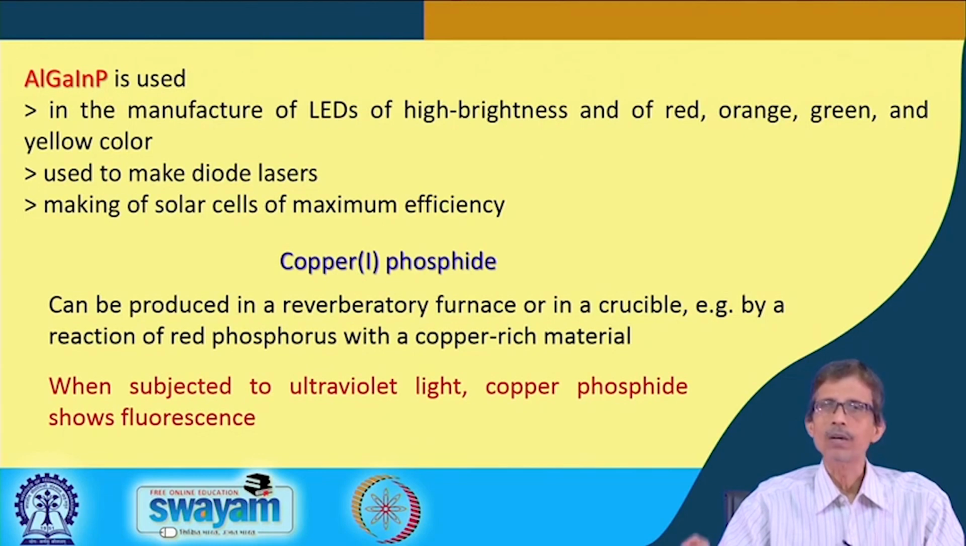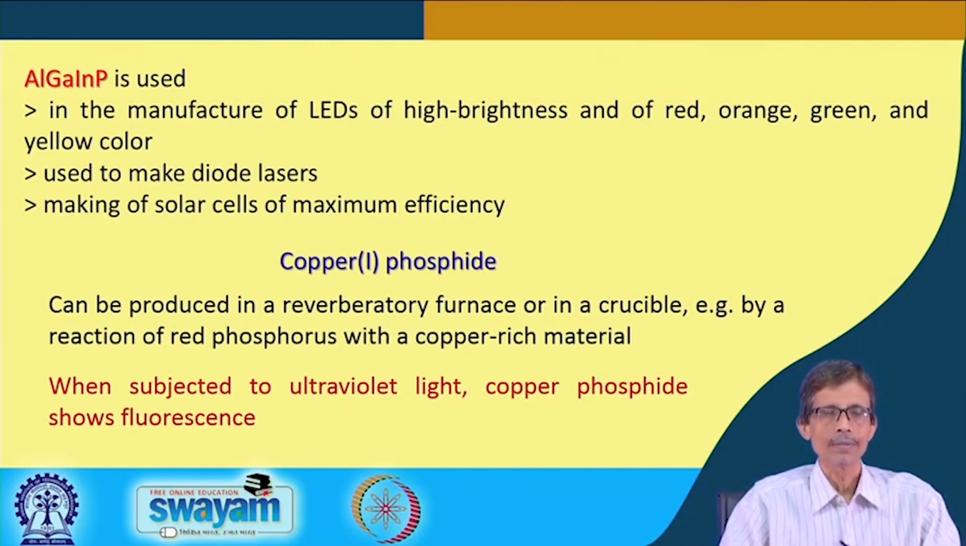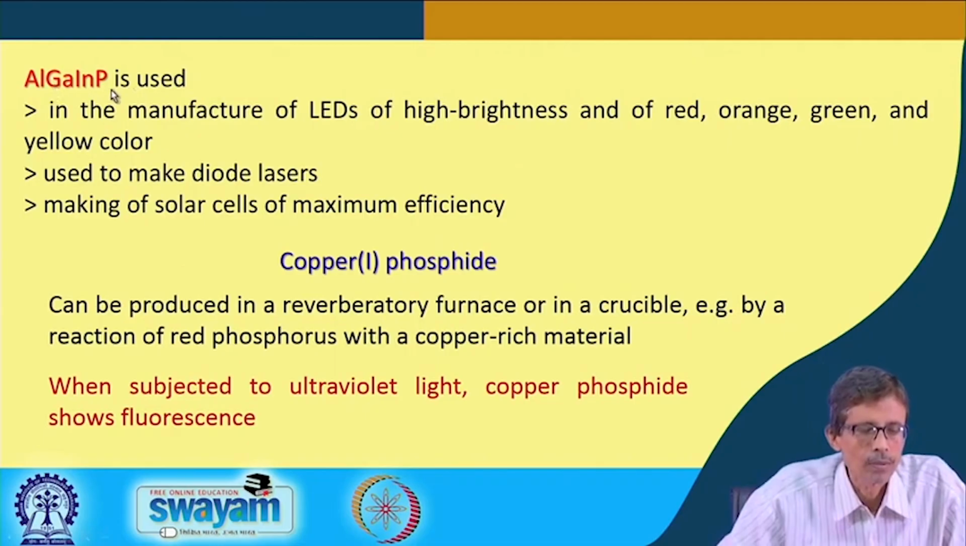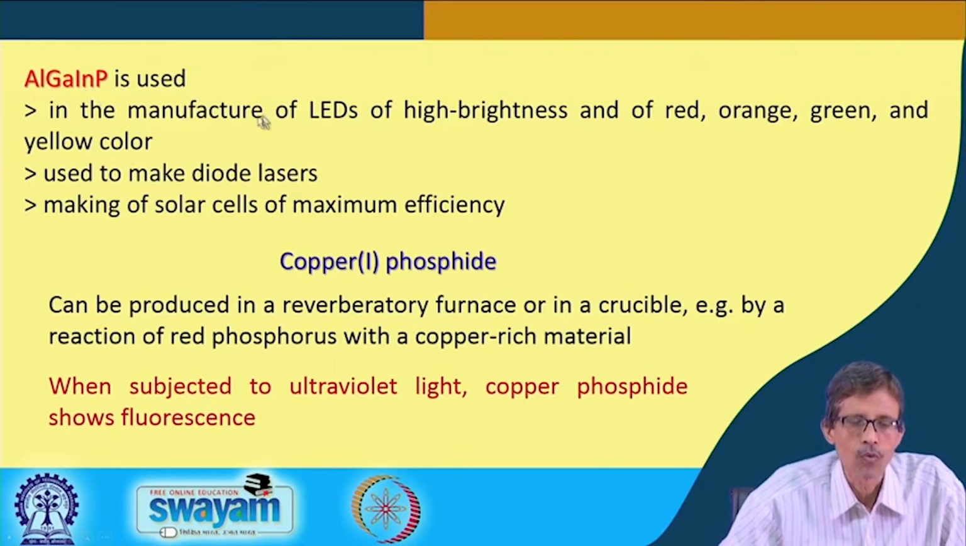Why are we making this complicated phosphide, unlike aluminum phosphide, the simplest possible phosphide, whose application for industrial purposes or any other good purpose is limited? But if we make this for the electronic industry, the application is very huge. So, this particular material is useful for the manufacture of light emitting diodes.